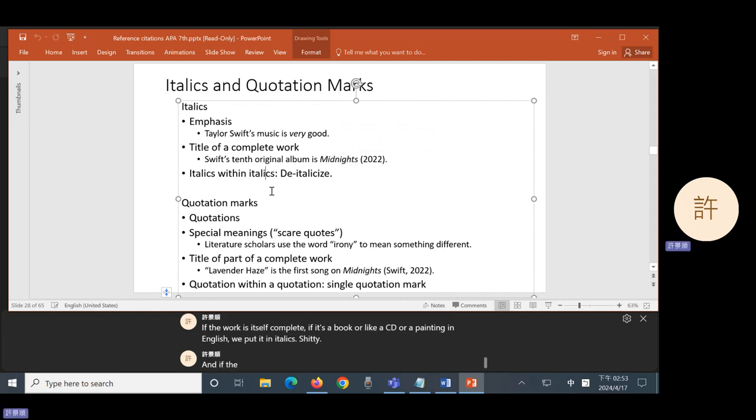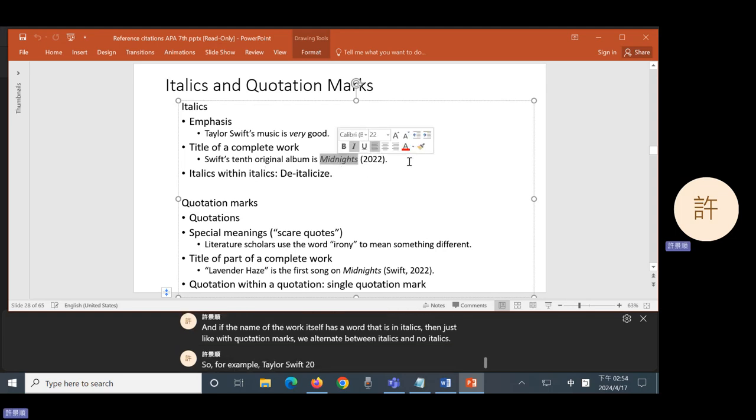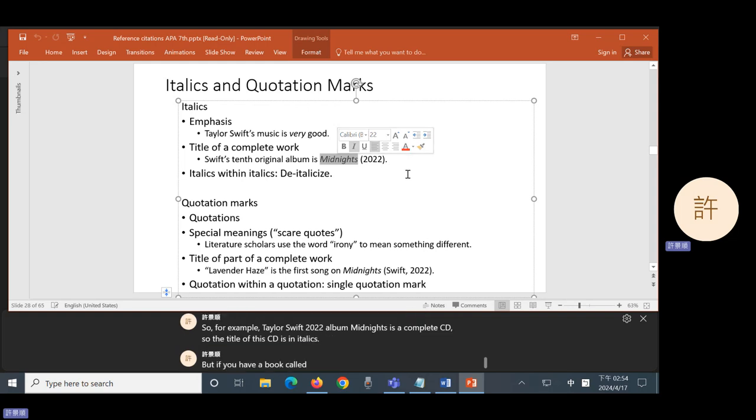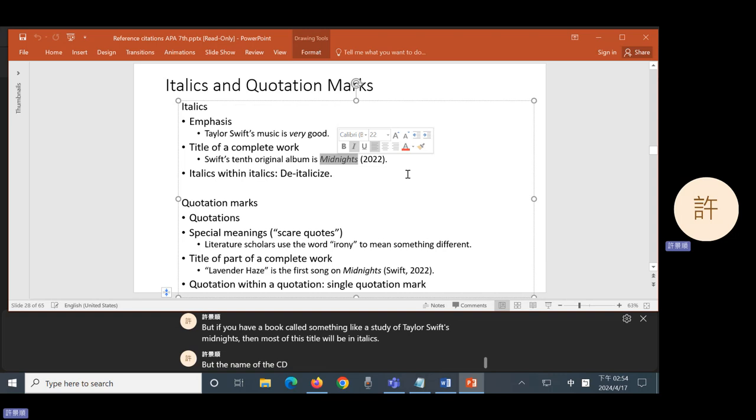And if the name of the work itself has a word that is in italics, then just like with quotation marks, we alternate between italics and no italics. So for example, Taylor Swift's 2022 album Midnights is a complete CD. So the title of this CD is in italics. But if you have a book called something like A Study of Taylor Swift's Midnights, then most of this title will be in italics, but the name of the CD will go back to what's known as Roman type, 正体 de-italicized, because it is italics within italics.